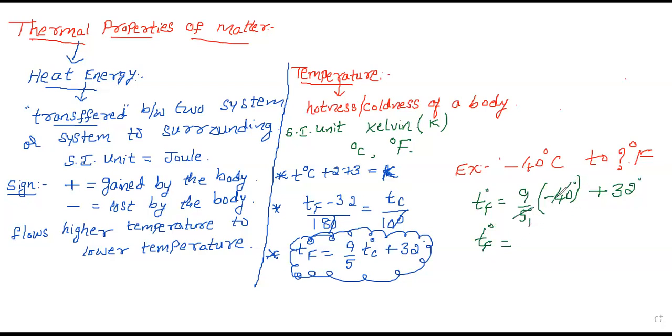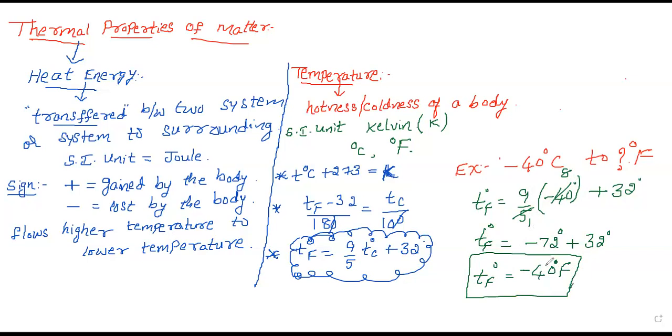5 ones are 5, 5 eights are 40. So 8 into 9 is minus 72, plus 32 degree. What is minus 72 plus 32 degree? It is minus 40 degree Fahrenheit. Minus 40 degree Fahrenheit.